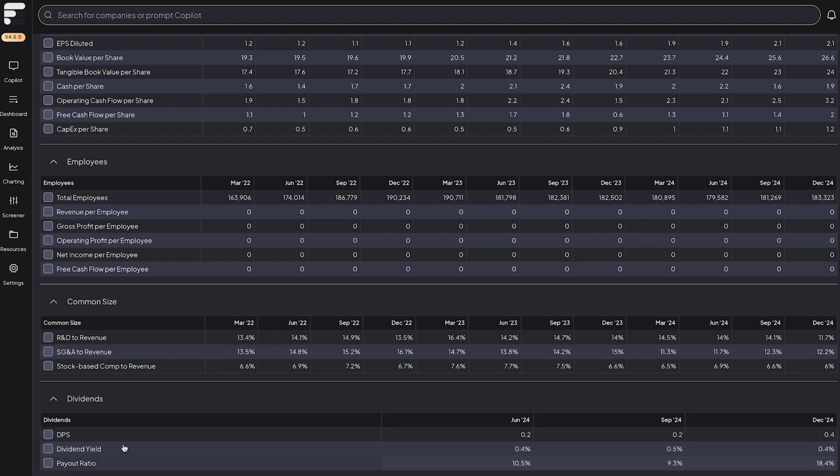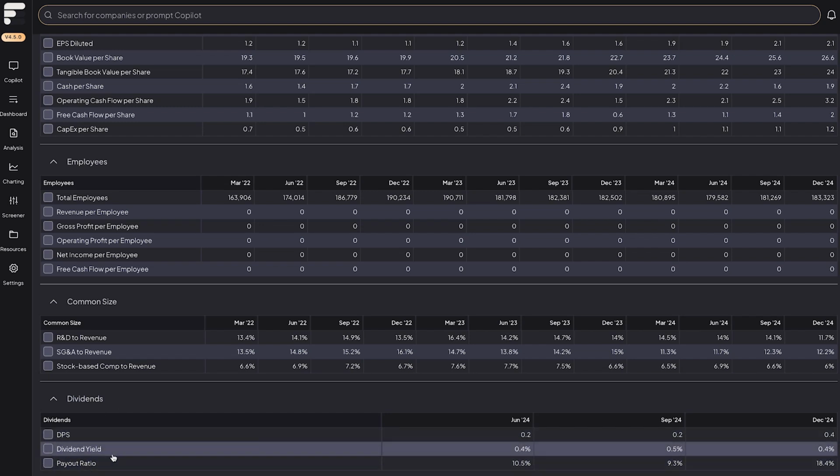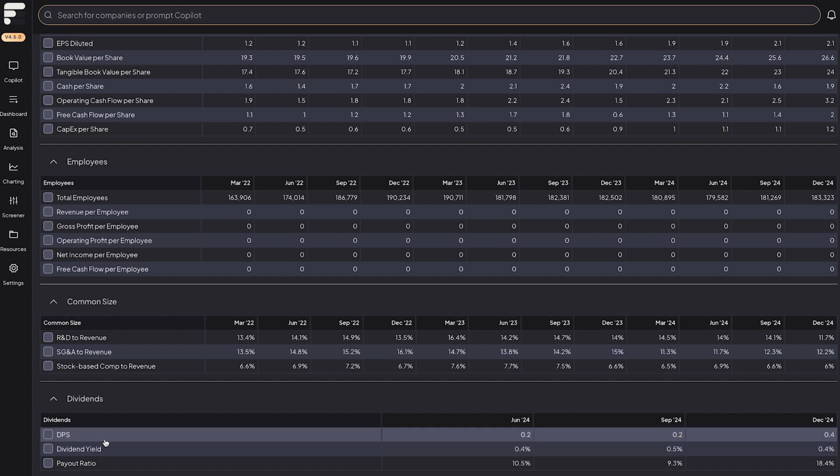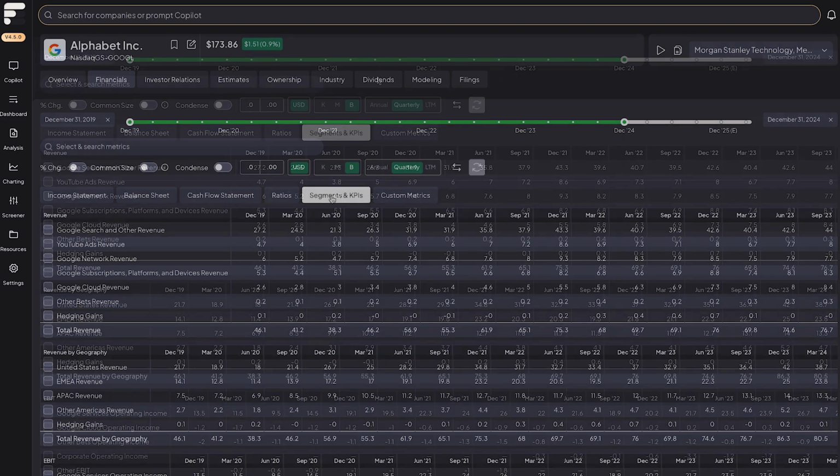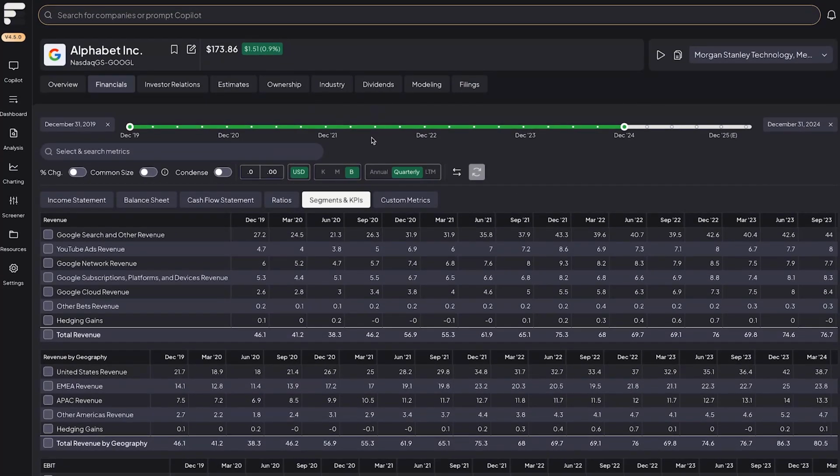Google only started dividends recently, in the last year or so, but for other companies this might be very useful as well. The most impressive thing I've seen with Finchat is the segment and KPIs data that I can see. It's very hard to find how much money Google is actually making from YouTube or from search. Likewise, it's very difficult to see how much money Apple is making through iPhones unless you're scrolling through all of the different investor relations letters and things like that.